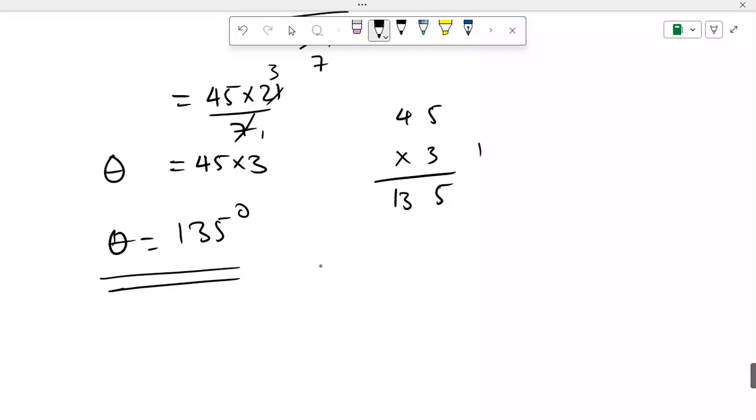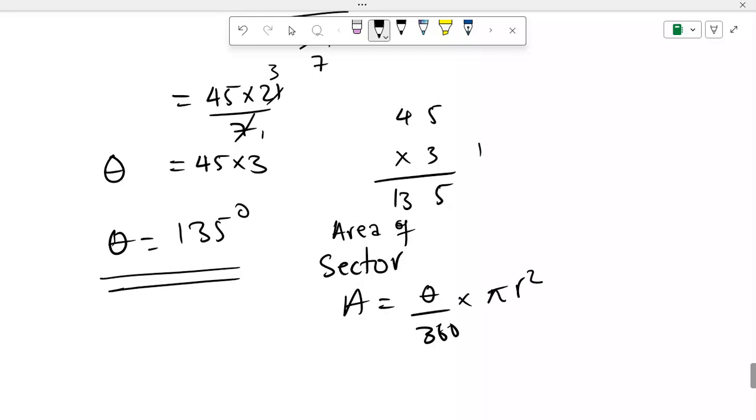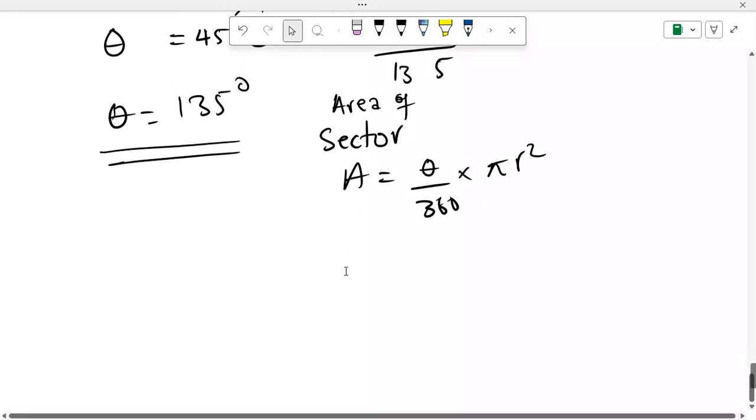Okay, so if you have a sector, just to wrap everything up. Area of a sector, A is theta over 360 by pi r squared. This is the formula for you to calculate the area of a sector.